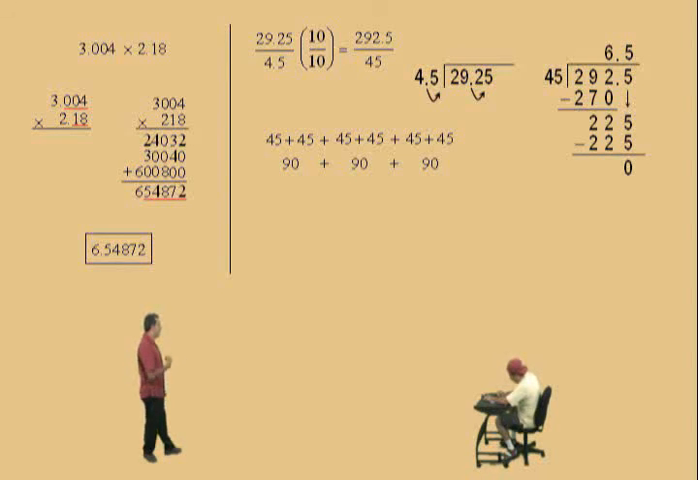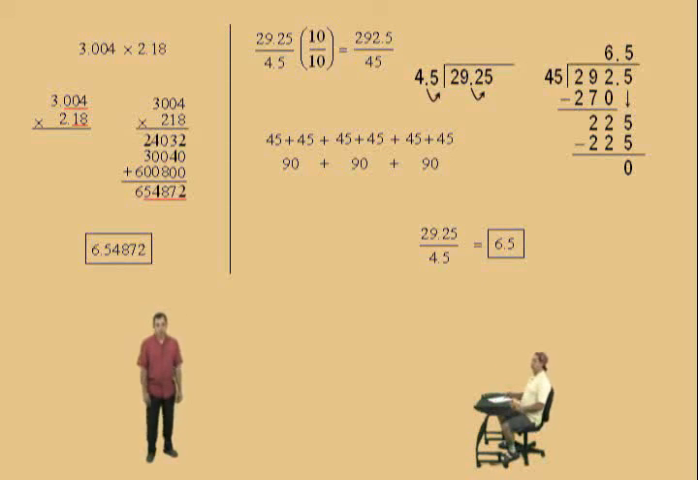And therefore, 29.25 divided by 4.5 is equal to 6.5. There's your answer. Whew, that was tough.